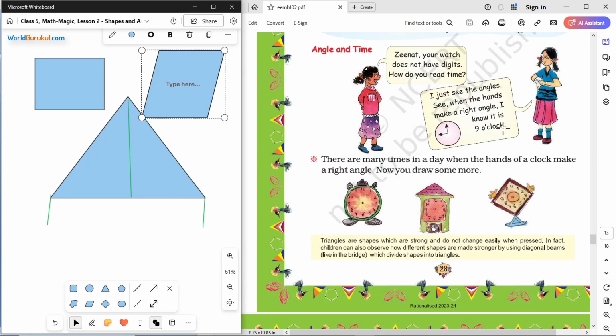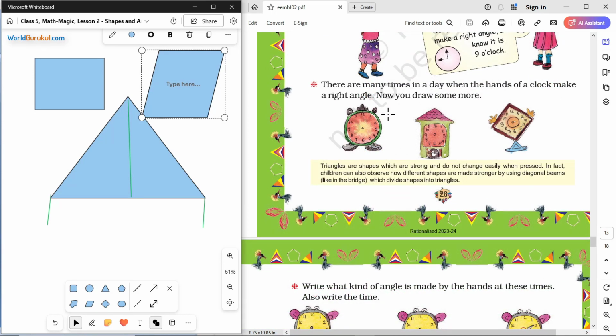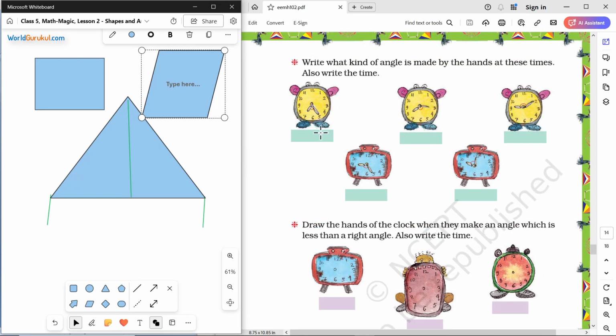So, clocks, time in the clock, all represent some time. Time in the clocks represent angles, and you can watch, say 9 o'clock. So, what is the angle between this small hand and the bigger hand, hour hand and minute hand? It is 90 degrees. You can say it easily, right? So, there are many times the clock makes right angles, less angles, and more than right angles. Here we have some clocks.